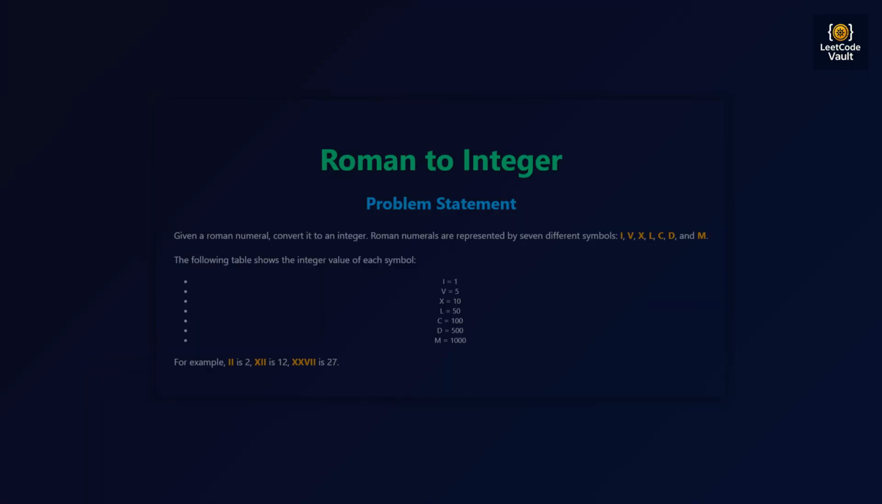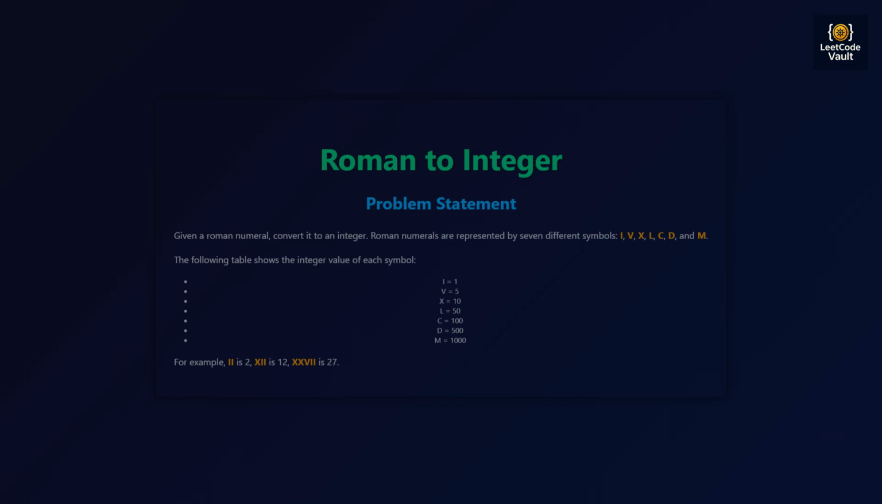Today, we're tackling LeetCode problem number 13, Roman to Integer. This is a medium difficulty problem, and it's a great one for practicing your algorithm design skills. The challenge is simple. Given a Roman numeral string, convert it to its integer equivalent. For example, III would be 3, LVII would be 58, and MCMXCV would be 1994.